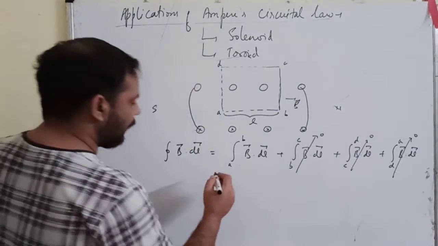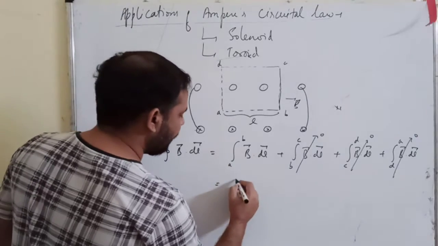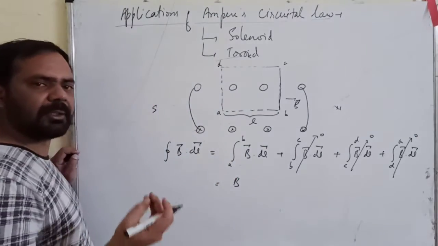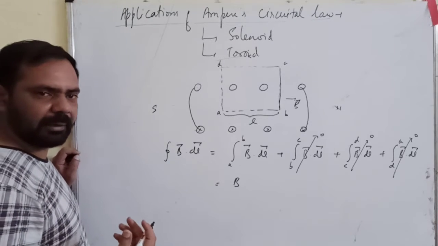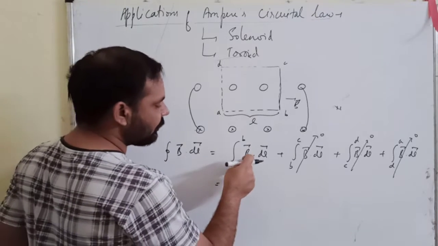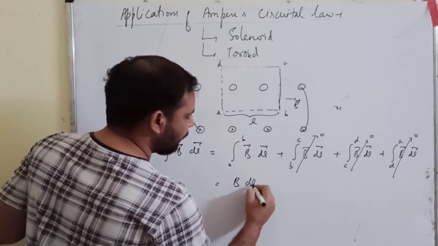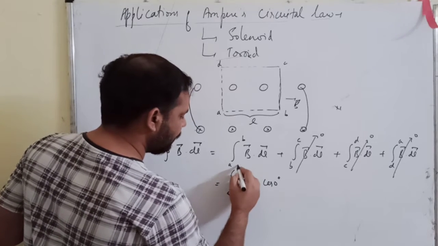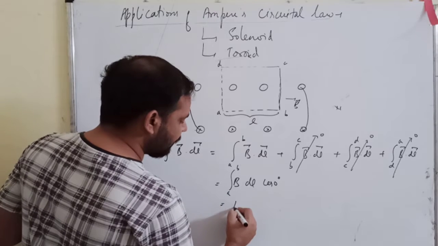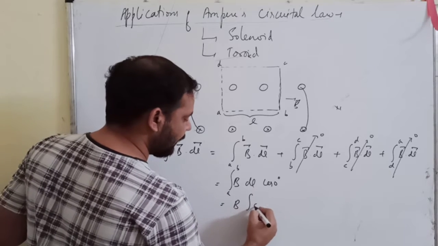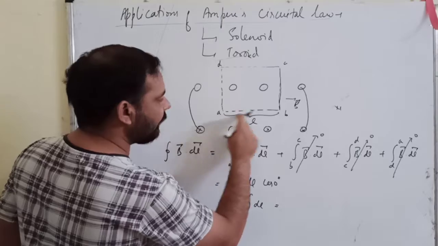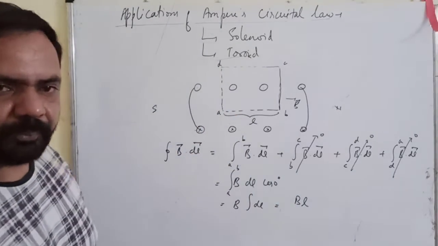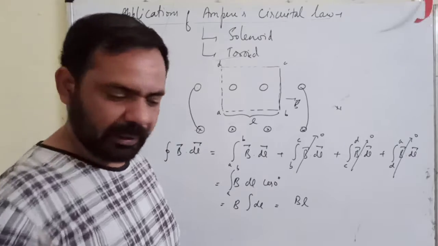So how much will be this value? It will be B, and inside the solenoid what type of magnetic field does it create? It creates a uniform magnetic field. So you can take this outside, or you can write B dl cos 0 from A to B. Now B is a constant, cos 0 is 1, so you get dl, and the integral of dl is nothing but B into L.